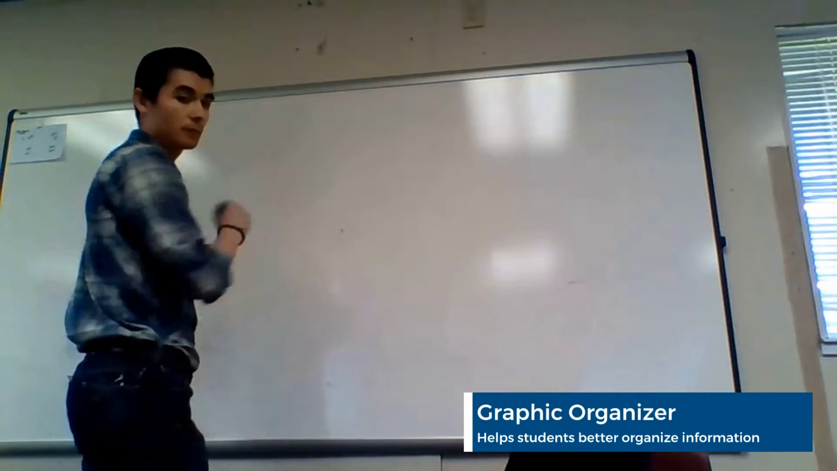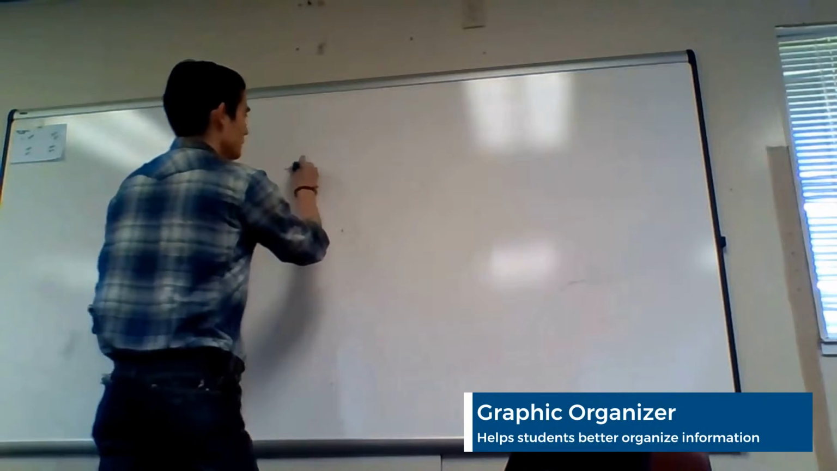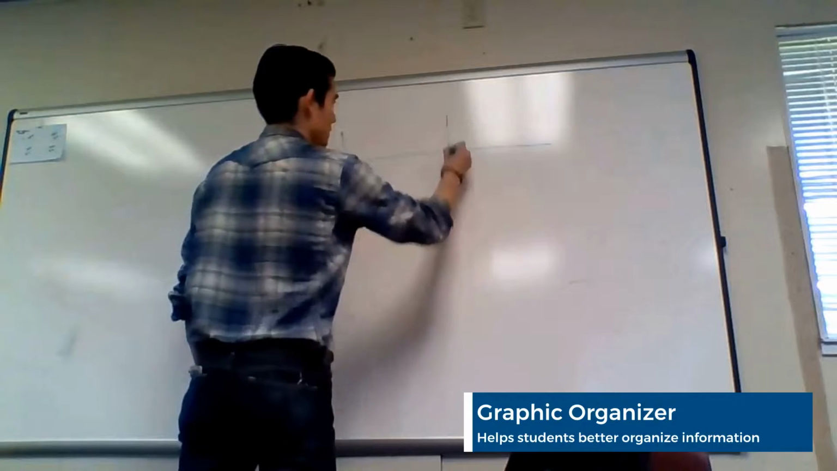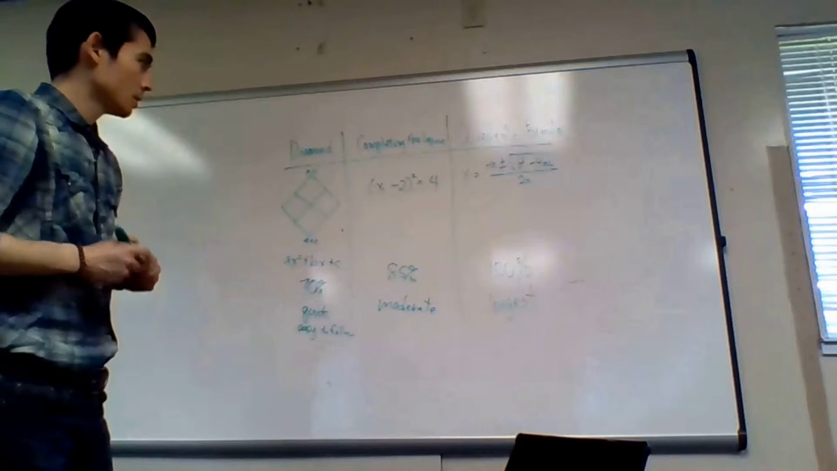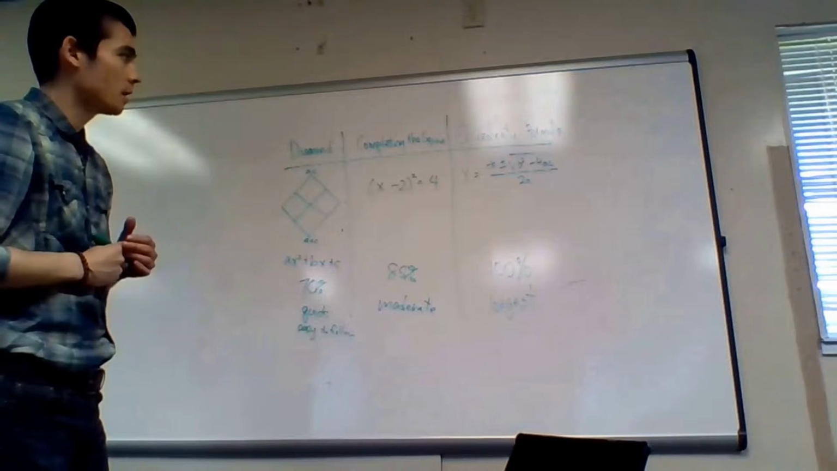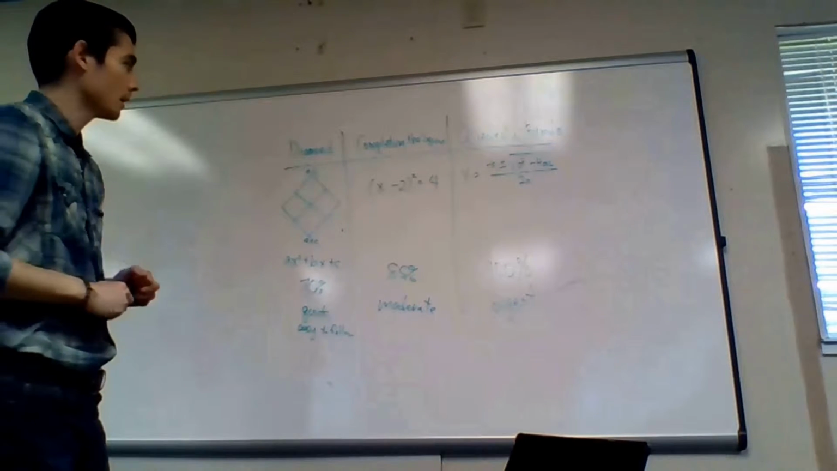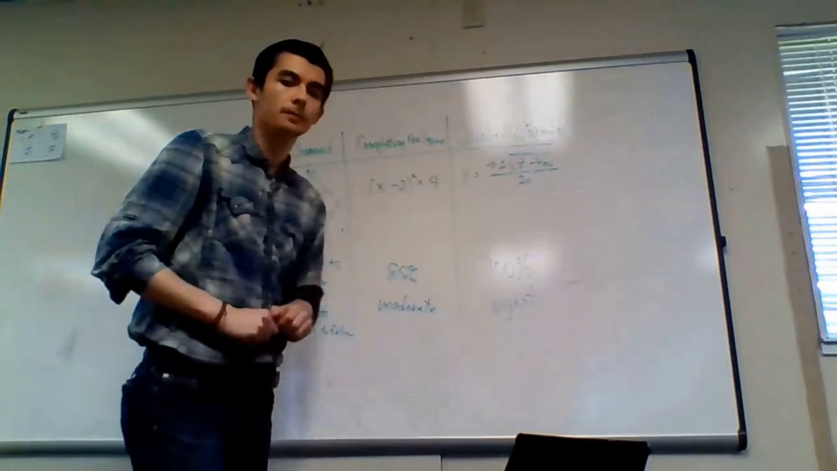So we're going to use a little graphic organizer here to talk about the three different tools. I'm just going to divide it into three columns. A few moments later. So as you can see, we have three different options as far as solving a quadratic equation. We have the diamond method, we have completing the square, and we have the quadratic formula.